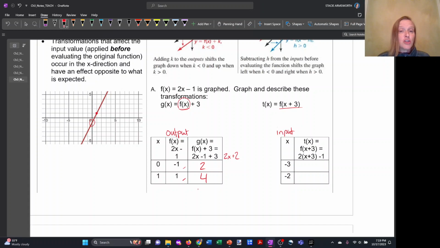Notice I could have achieved the same thing by just taking this value and adding 3 to it, because that's what the g function is telling me to do. Calculate the original f function and add 3 to it.